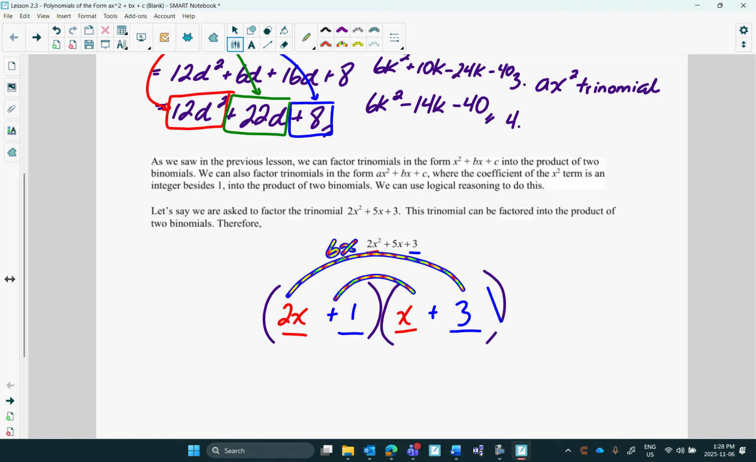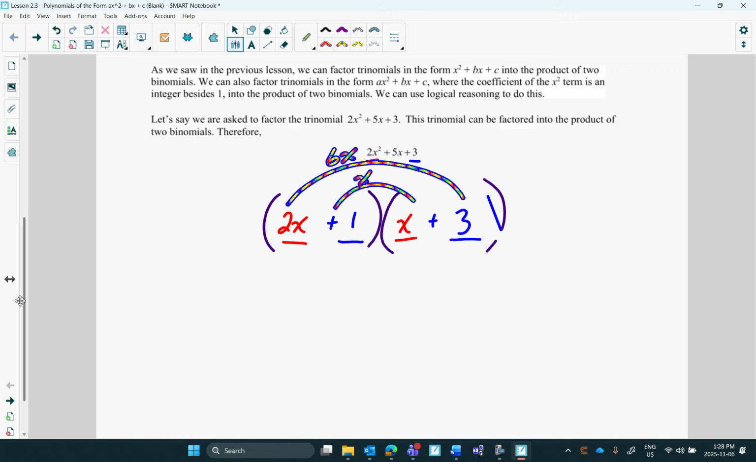What's 1 times x? 1x, or just plain old x, right? When I add these together, do I get 5x in the middle? No, which means I have not factored it correctly. I got the wrong number in the middle. Do you know what that tells you to do? Whenever you get the wrong number, switch these numbers.